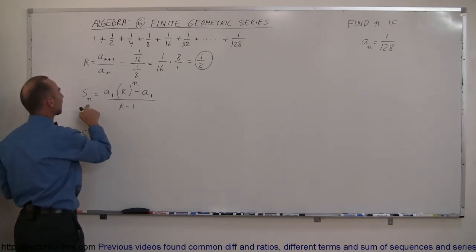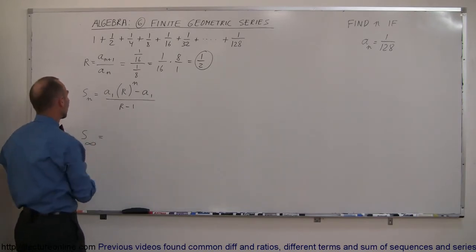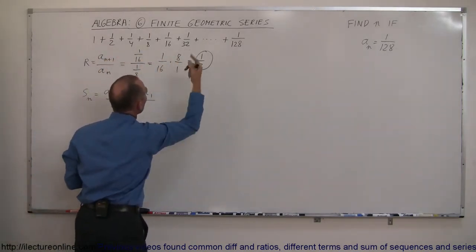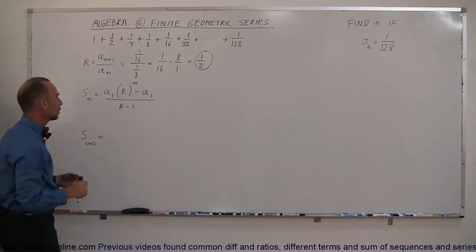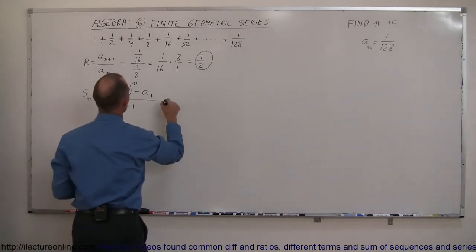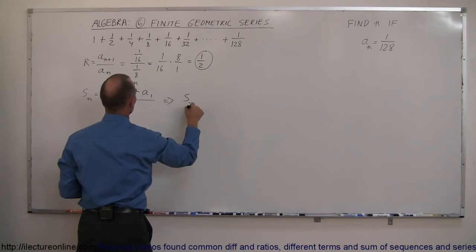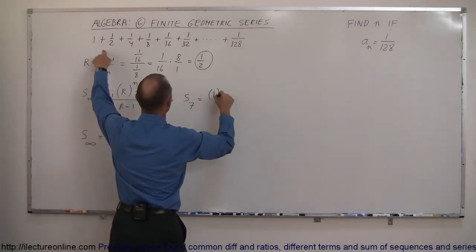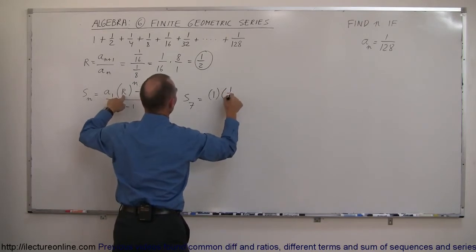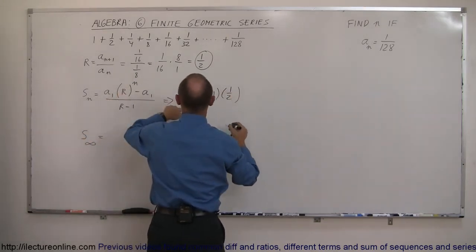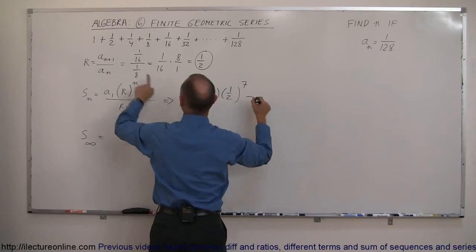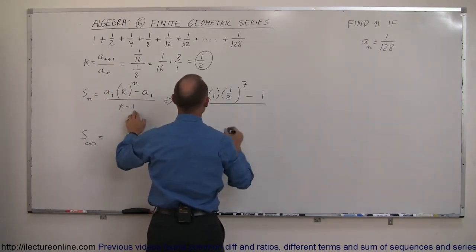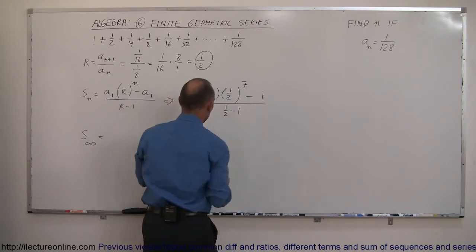So if we want to find, let's say, the 7th number, 1, 2, 3, 4, 5, 6. Yeah, let's say I want to find the 7th number in the series. How do we do that? Well, here we have S sub 7 is equal to A sub 1, which is the first one, times the common ratio, which is 1/2, raised to the n power, where we're looking for the 7th one, minus the first one in the series, all divided by the common ratio minus 1, which is 1/2 minus 1.